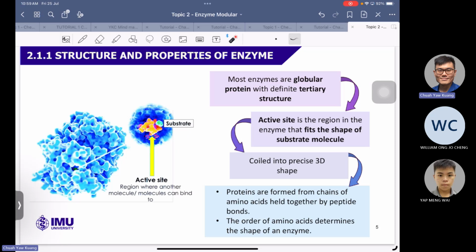Because when they are globular, only then will they have a 3D shape like this. Only then can they have the active site. So that is the structure. So when the enzyme is folded in the tertiary structure and having the active site, what would be at the active site? So for example, I say this is the active site.